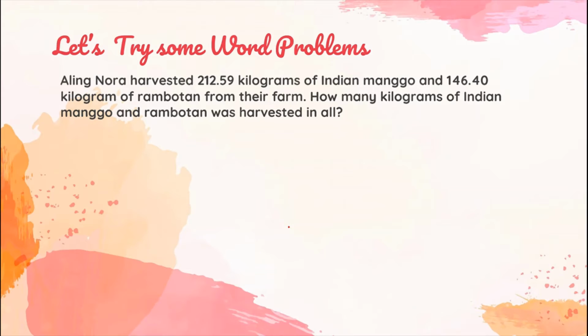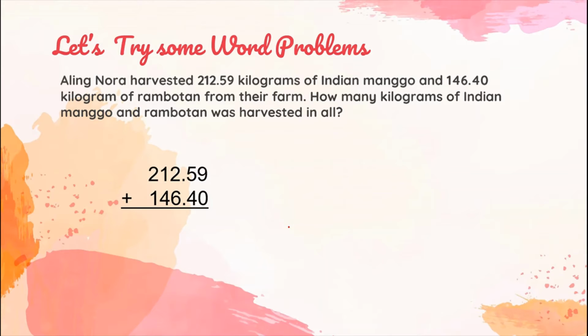Now let us try another word problem here. Aling Nora harvested 212.59 kilograms of Indian mango and 146.40 kilograms of rambutan from their farm. How many kilograms of Indian mango and rambutan were harvested in all? To find the total number of fruits that Aling Nora harvested, we are going to add the kilograms of Indian mango and the kilograms of rambutan.